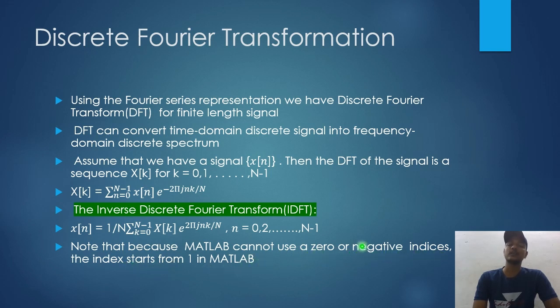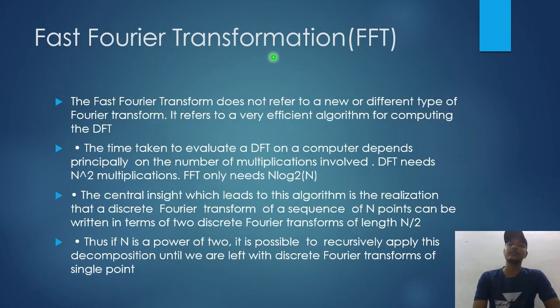Now we have the fast Fourier transformation, FFT. The fast Fourier transformation does not refer to a new or different type of Fourier transform. It refers to a very efficient algorithm for computing the DFT. The time taken to evaluate a DFT on a computer depends principally on the number of multiplications involved. DFT needs N squared multiplications, but FFT only needs N log N to the base 2.